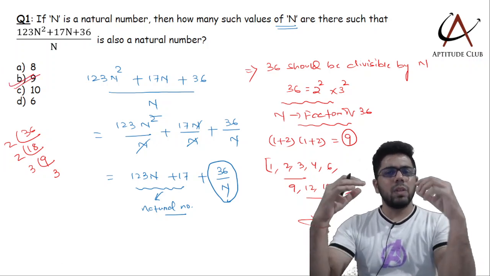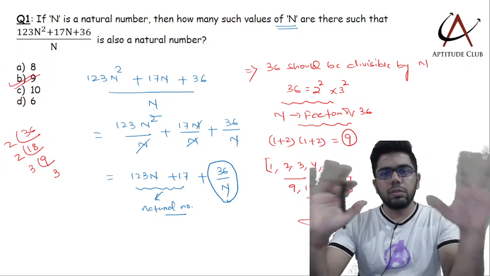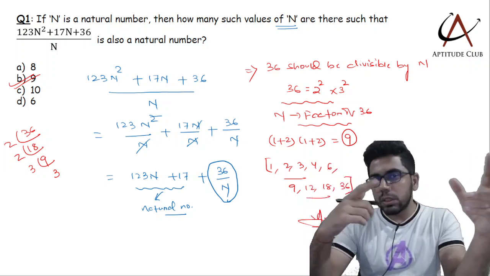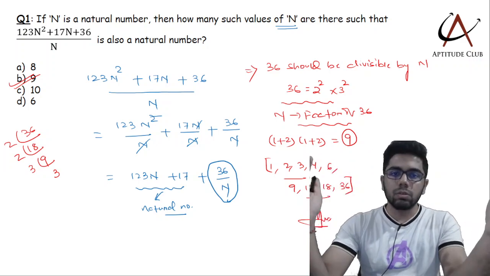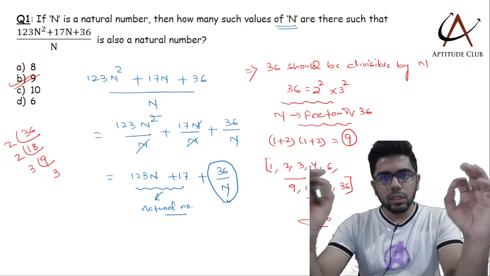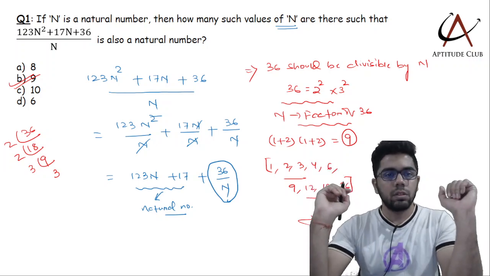Quite simple, just quick logic. 36 should be divisible by n, straightforward. If 36 is divisible by n, that means n must be a factor of 36. So how many factors can 36 have? That is all we need to find: 9 factors. Very simple, very direct, very easy question.